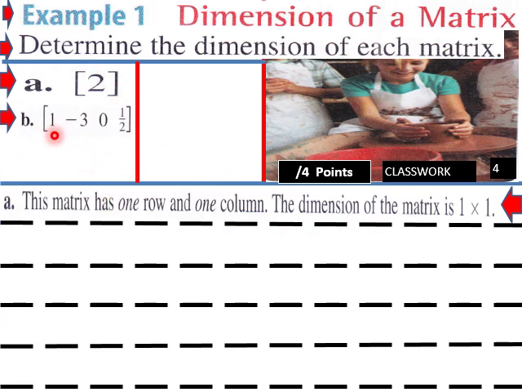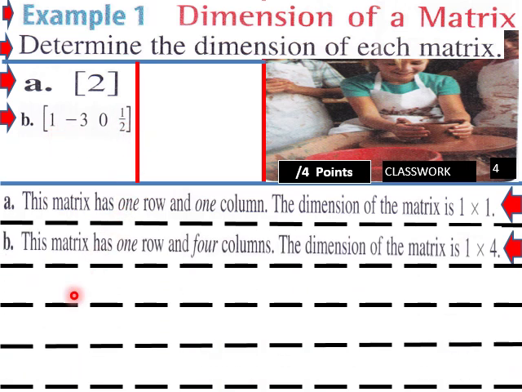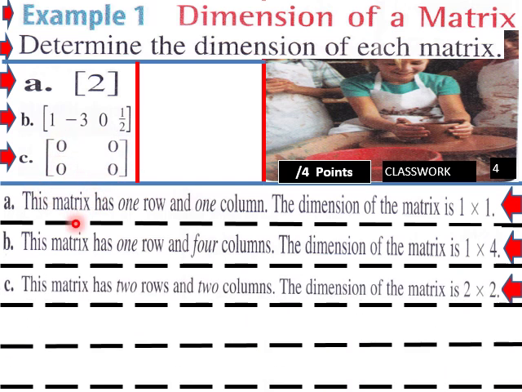So here now for B it'll be 1, -3, 0, and 1/2. So in that situation, you have 1 row and 4 columns. So you have 1 row, then 4 columns here. The dimension will be a 1 by 4. And then for C, now we get a little bit more going on here. The matrix has 2 rows and then 2 columns. The dimension will be a 2 by 2.